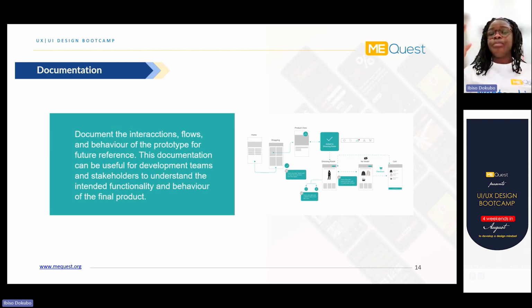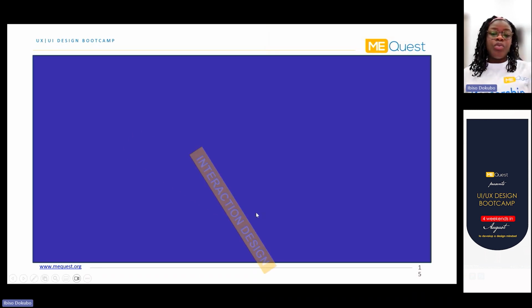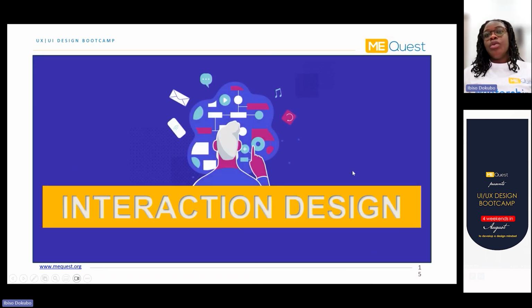That's why user research is very important. So you need to document everything that you do. This document can be useful for development teams and stakeholders to understand the intended functionalities and behavior of the finished product. So now we're going on to interaction design.